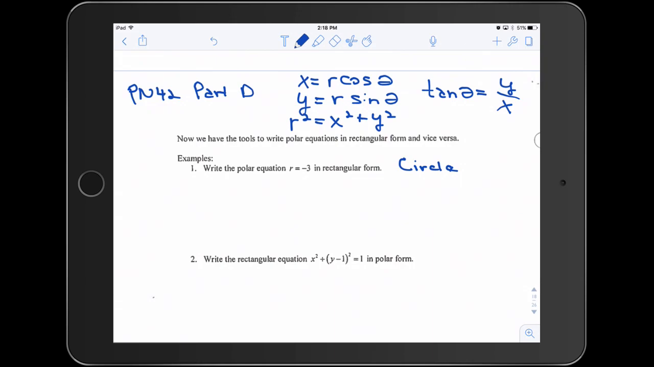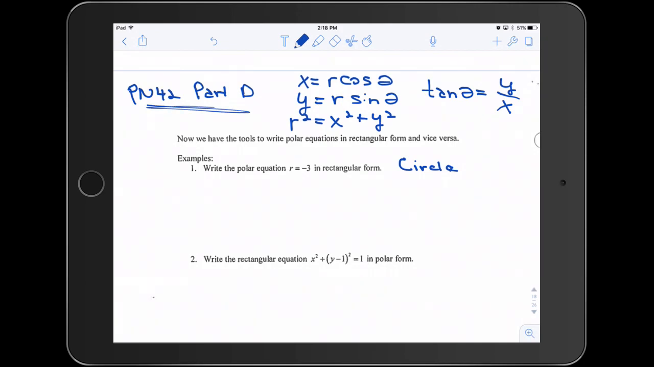In Part A, I showed you how to graph points in the polar coordinate system. In Part B, we actually graphed equations in the polar coordinate system. In Part C, I showed you how to convert points from polar coordinates to rectangular. We haven't done anything bigger than that, but we are able to switch points from polar coordinates to rectangular.